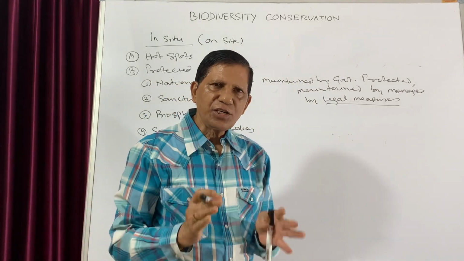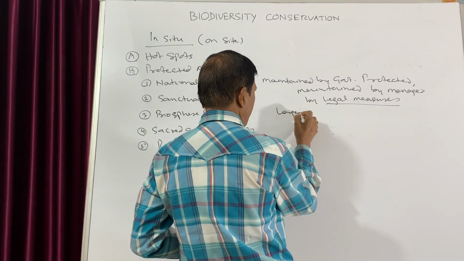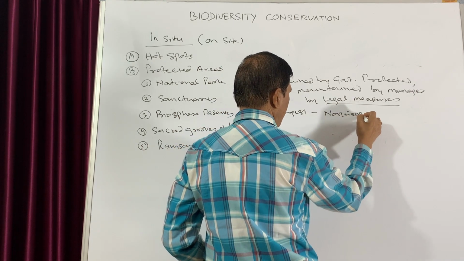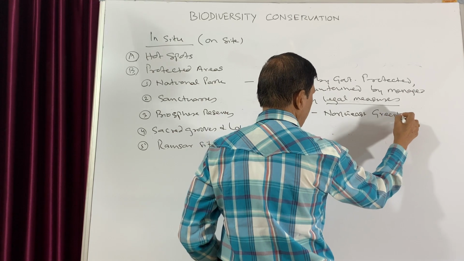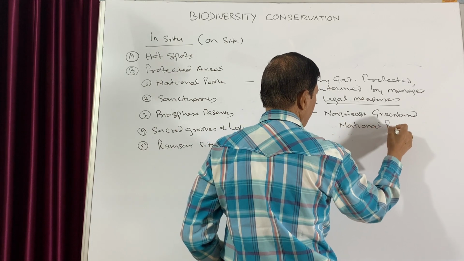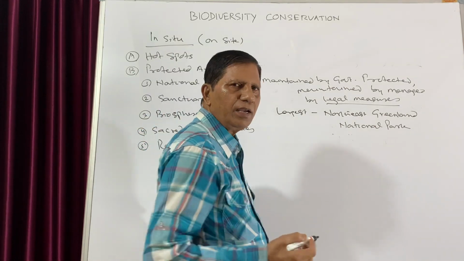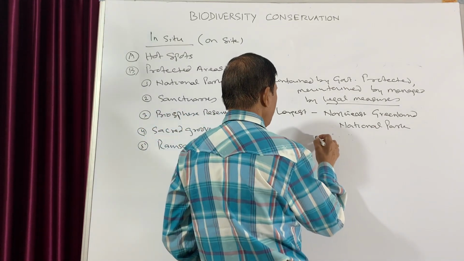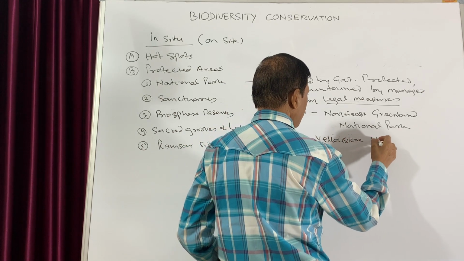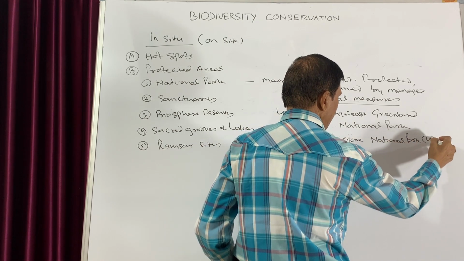And the largest national park of the world is Northeast Greenland National Park. This is the largest national park in the world. Then in USA, there is Yellowstone National Park. This is located in USA.